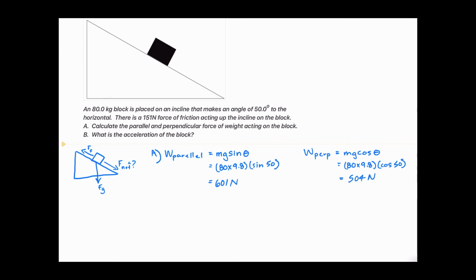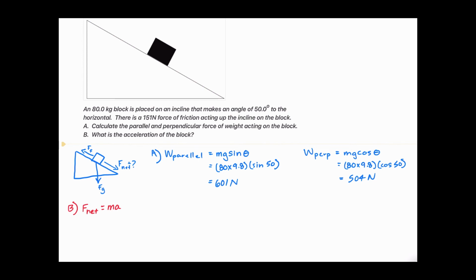That's probably radians. So I just multiplied these two first, the mg, and then I multiplied that by sine of 50, and I got 601 for the parallel and 504 for the perpendicular. So now let's see what they want in part B. So in part B, they're asking us what is the acceleration of the block. So let's kind of break this down. So we know we're in the Newton's application of Newton's law unit, so we know we're going to need forces somehow.